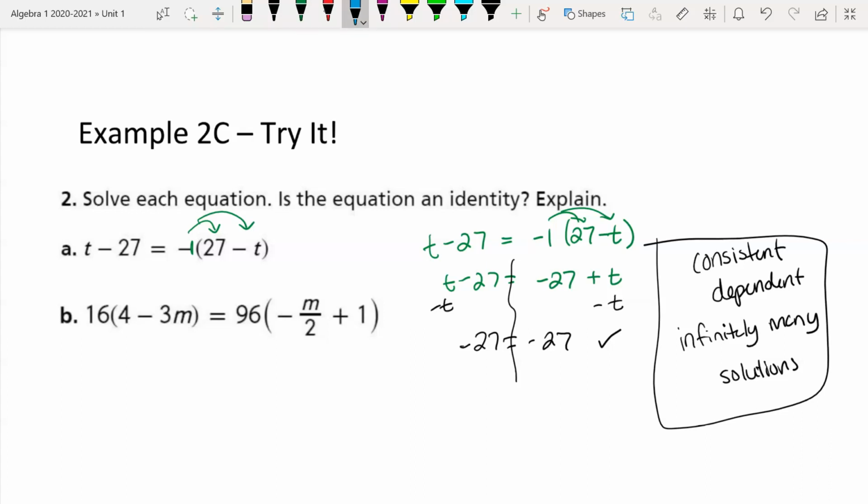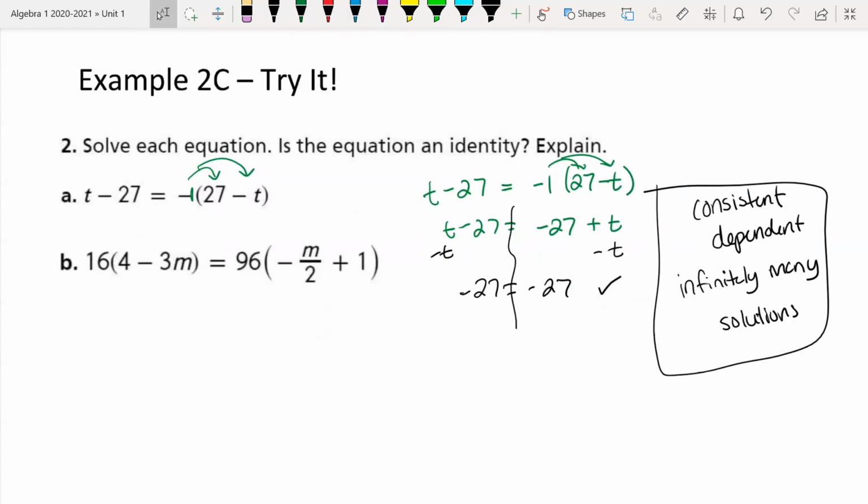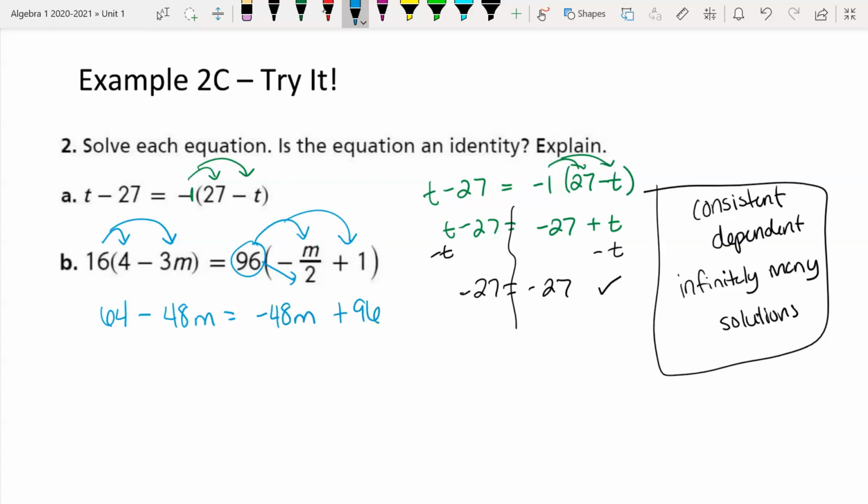All right. Again, hopefully you've paused this and you've tried B as well. So I'm going to work it out. If you haven't, I encourage you to pause it and try it. On this one, this is a little bit harder. When you distribute this, you would take 96 times m and then divide it by 2. So 96 divided by 2, I get negative 48m plus 96.